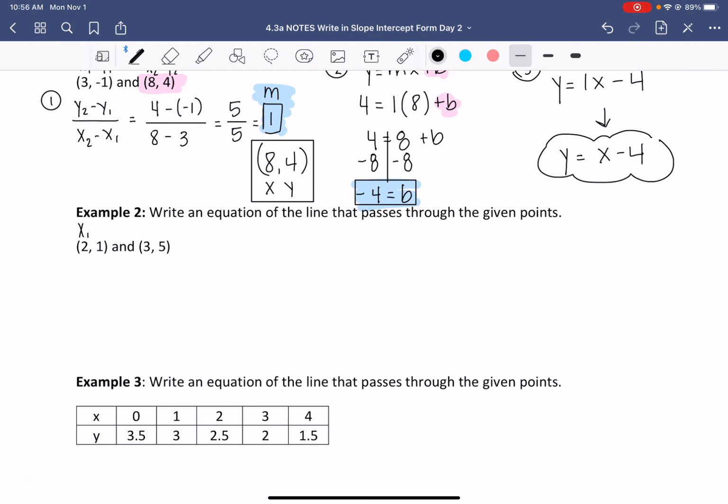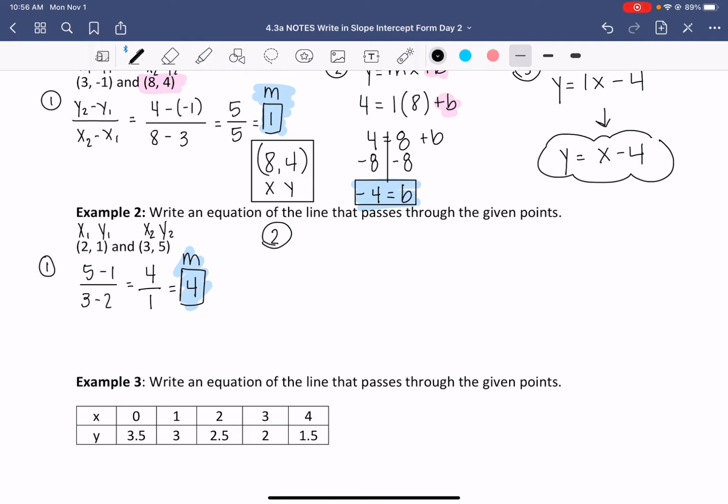So again, x1, y1, x2, y2. We're going to subtract them. So we have 5 minus 1 all over 3 minus 2. 5 minus 1 is 4. 3 minus 2 is 1. Simplify that down to 4. So our slope is 4.